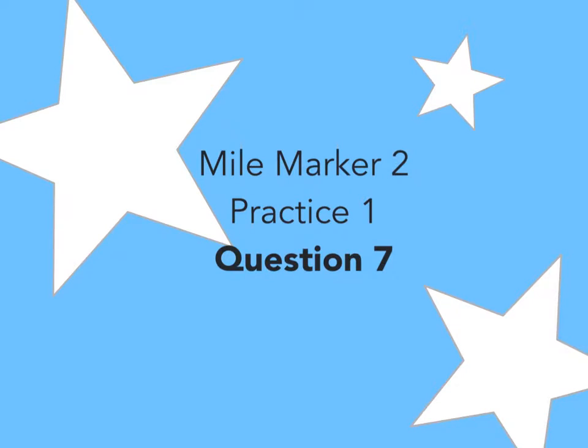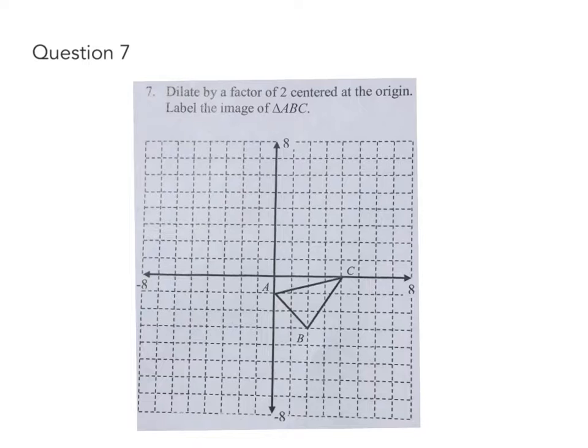This video tutorial is for mile marker 2, practice 1, question 7. In question 7, you're asked to dilate by a factor of 2 centered at the origin. So we're going to dilate triangle ABC and then label the image of triangle ABC. I'm going to take you through two different ways to do this dilation. We're going to start with just the graphic way.